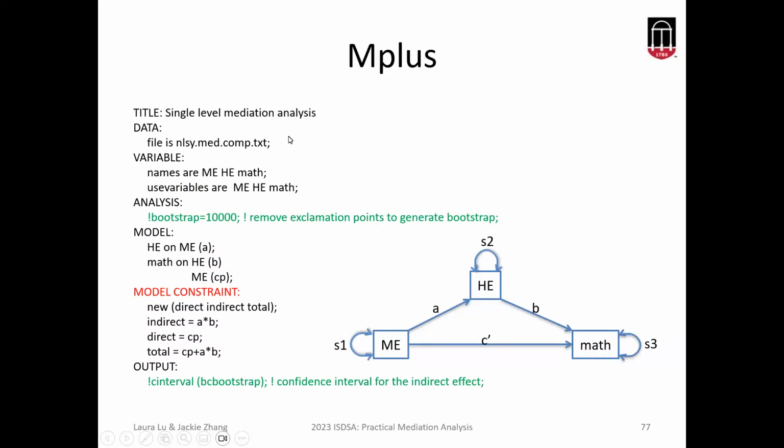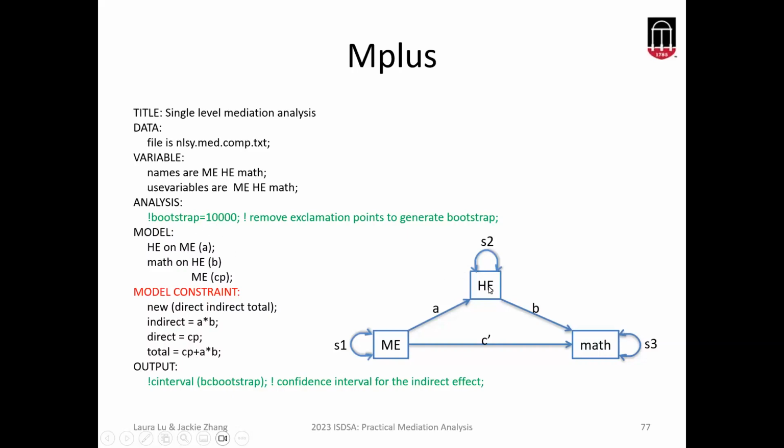That's for lavaan. We can also use Mplus to get the bootstrapping mediation results. In Mplus, we have title, data, variable, names, usevariables, and analysis. Here, you have to remove this exclamation point. After you remove this symbol, the bootstrapping will be employed, and the number is 10,000. It's up to you. This number could be 10,000 or 1,000.